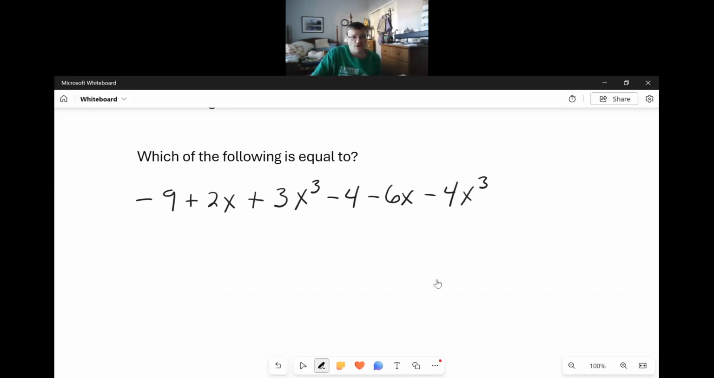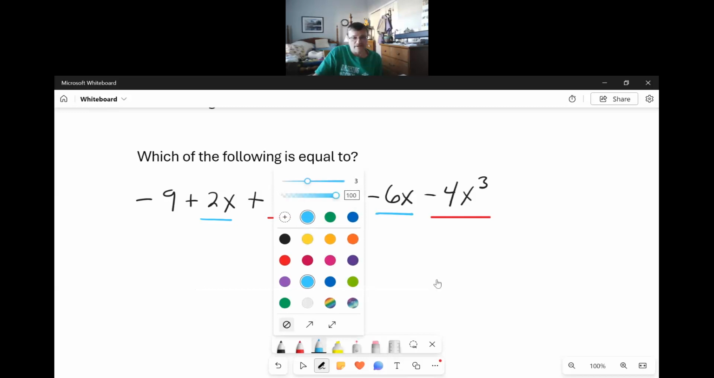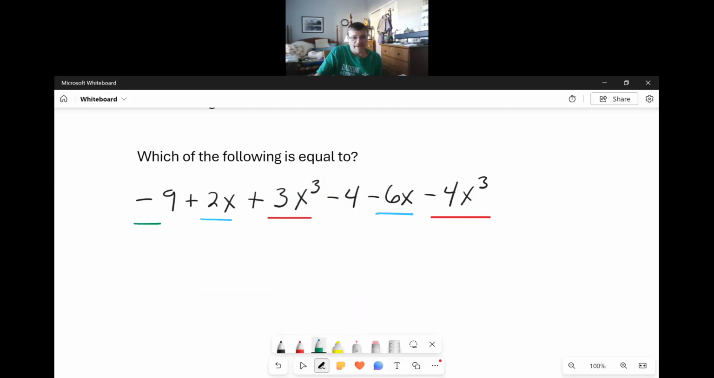First of all, we're going to look for variables with the highest exponent. I see 3x to the third. There's a 4x to the 3 here, and that's all there is. Now we're going to look for the x terms. We have an x term here, and we've got an x term over here. And then finally, we have the numbers by themselves.